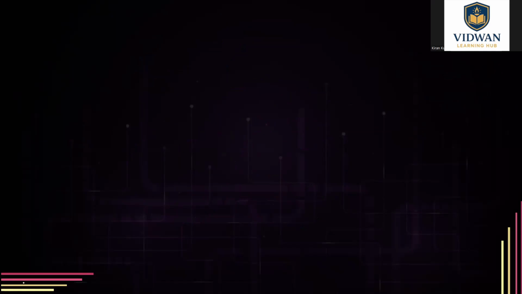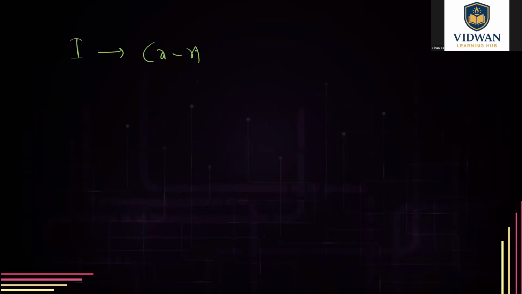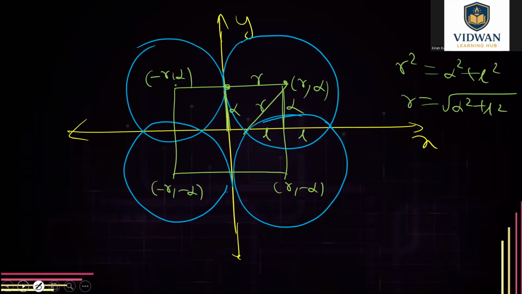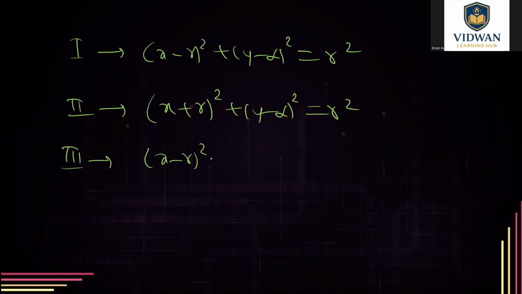So the circle in the first quadrant has center r, alpha. So it is x minus r whole square plus y minus alpha whole square equal to r square. For second quadrant, the circle has center as minus r, alpha. So this will become x plus r whole square plus y minus alpha whole square equal to r square. Third, it will be x minus r whole square plus y minus alpha whole square equal to r square.